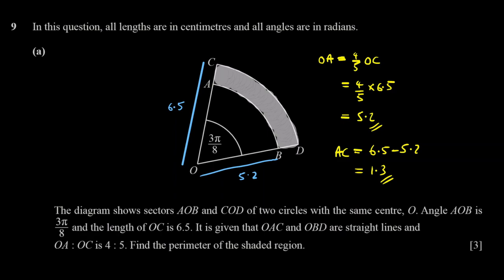Then the next thing is we want to find the arc lengths AB and CD. Well, the formula for the arc length is s equals r theta. So we're just going to apply that in both cases. So AB is going to equal the radius 5.2 times the angle 3 pi upon 8. And we'll multiply that out as well. So we're going to get 5.2 times 3 divided by 8. That's 39 upon 20 pi.